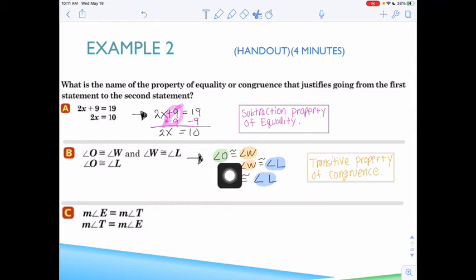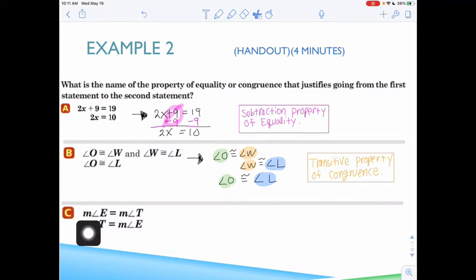We can rewrite the two statements using colors to help us identify what happened from the first statement to the second statement. So we had angle O is congruent to angle W, and then we used angle W again to say angle W is congruent to angle L, and then the final statement says angle O is congruent to angle L. So we can see that we had angle W twice and eliminated it to get angle O is congruent to angle L as our final statement, which was the transitive property of congruence. Again, make sure you pay attention to the symbol. Here we have congruence, not equality.